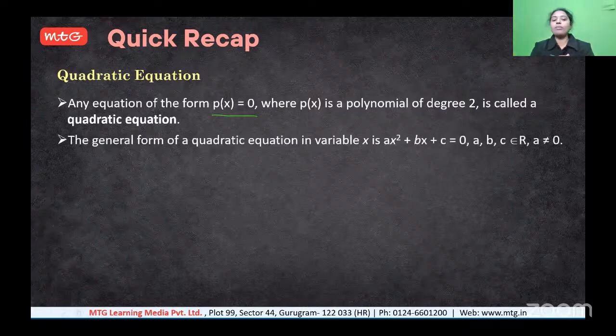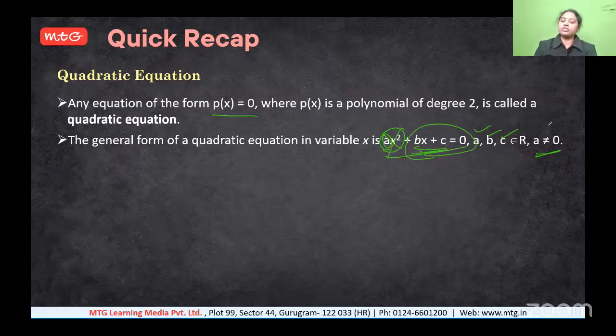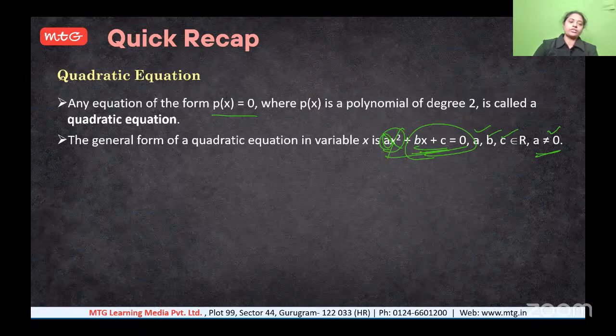Now, the general form of a quadratic equation in a variable x is the one you can see on the screen, which is ax square plus bx plus c equals 0. Here a, b, c are real numbers, and the x square coefficient should never be 0. Why? Because if the x square coefficient becomes 0, this term will vanish. Then it will become a linear equation. It will not remain a quadratic. So for that reason, the x square coefficient should never be 0. Then it remains a quadratic equation.